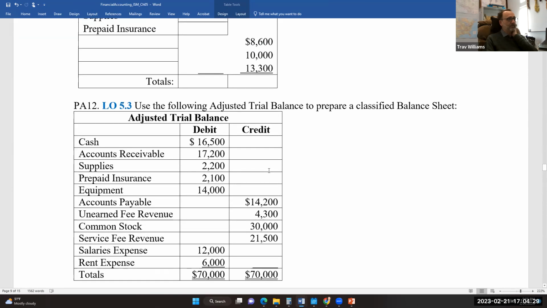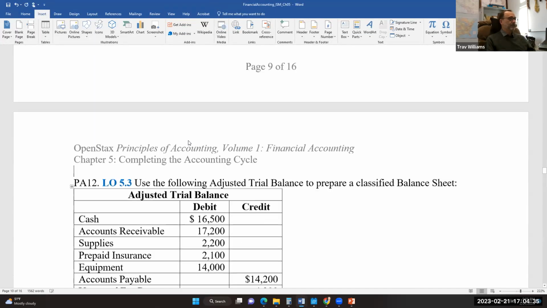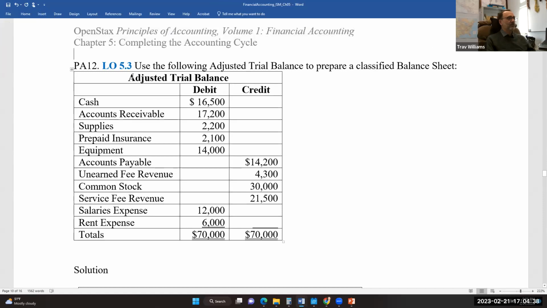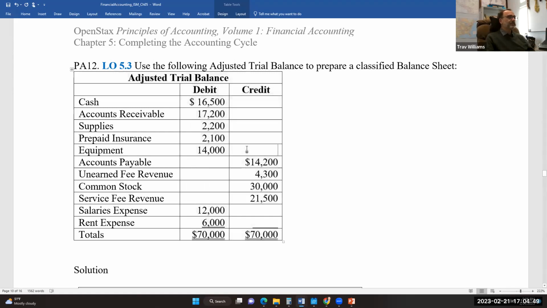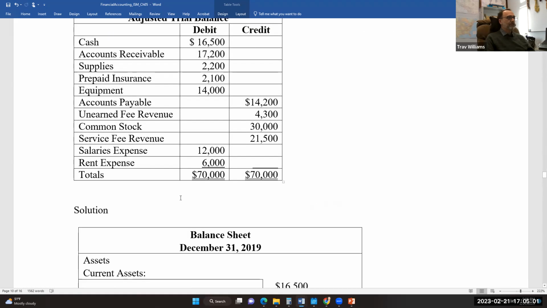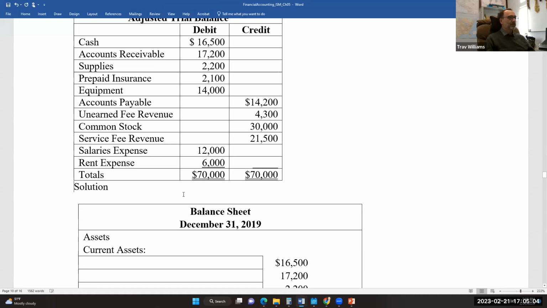Okay, so it looks like we are making a classified balance sheet. Okay, so here's our adjusted trial balance. So yes, this would be the step. Once we've made our adjustments and our adjusted trial balance, that's when we can make our financial statements. Again, we've got our assets, and we have our liabilities, and we have our equity accounts. Okay, so we're going to start here with the balance sheet, filling in the assets.